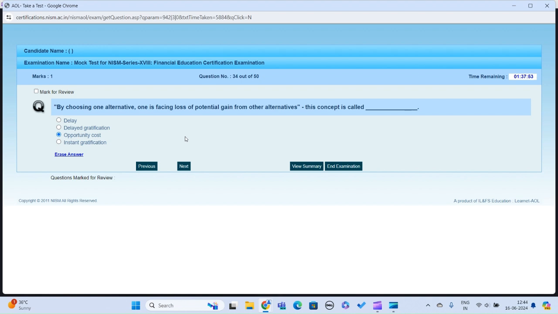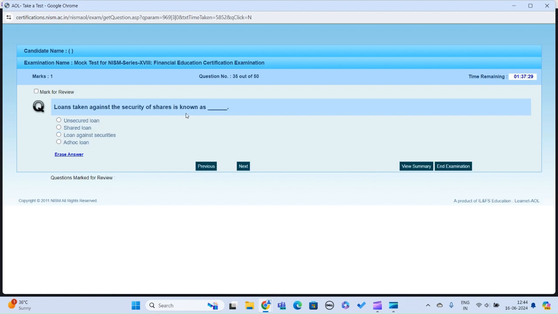So if you are invested in one particular avenue or field, that money is locked. If at a later point of time you come to know that another field could give a better return, because your money is already locked, you are losing the opportunity. So it's an opportunity cost. The concept is called opportunity cost.